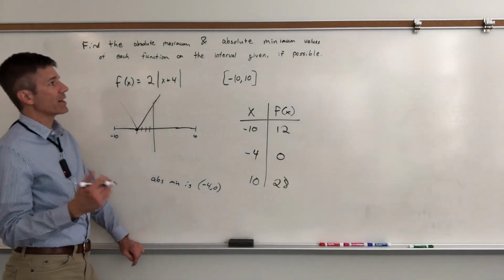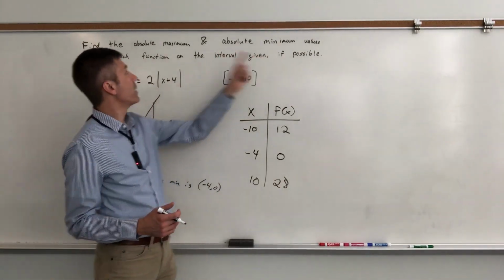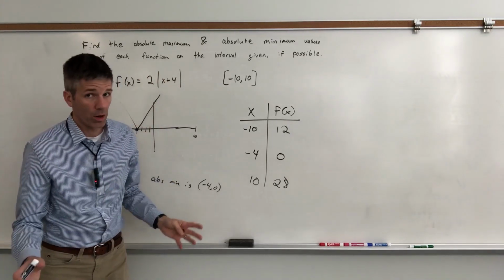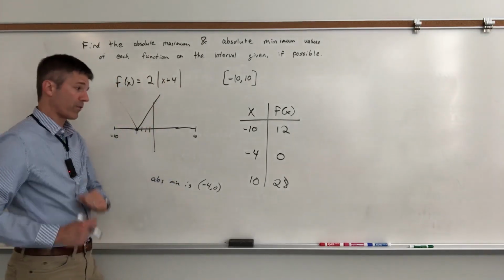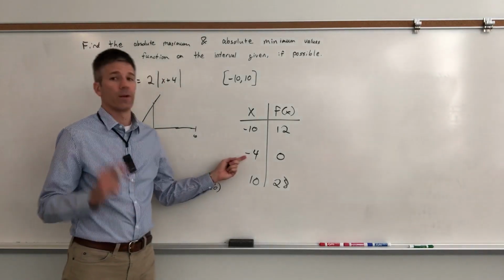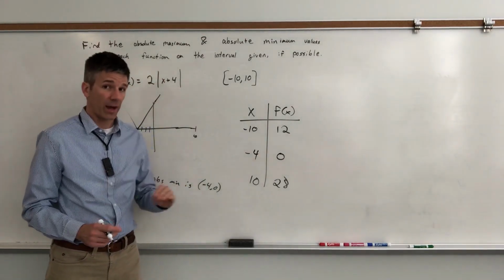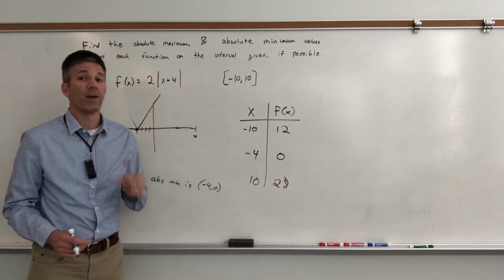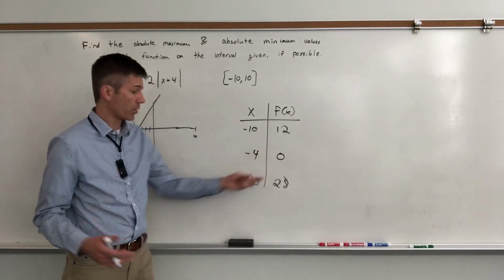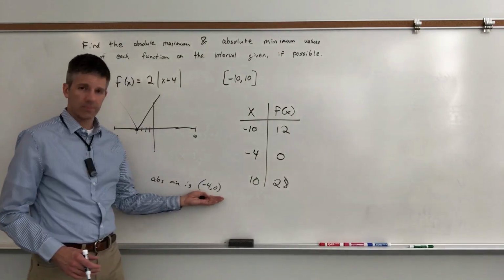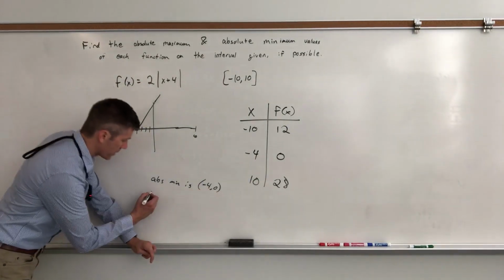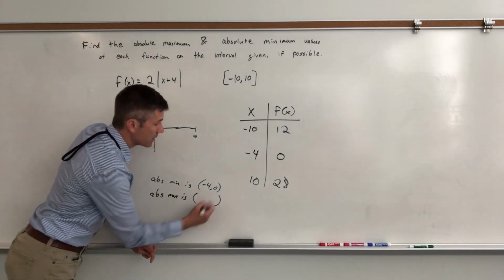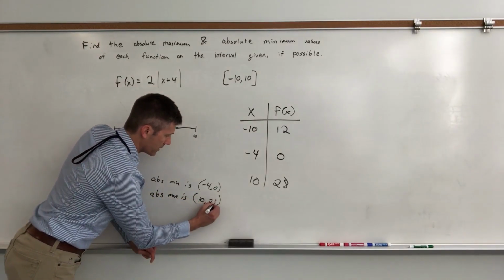And again, they asked for the absolute maximum and minimum values of each function. So you could get this problem wrong if you say, oh, we found the minimum value, it's -4. No, that is the x value for the location of the minimum. The minimum value of the function is 0, which we have really addressed all that in this little phrase right here. Okay, enough of that. Absolute maximum is 28. There we go.